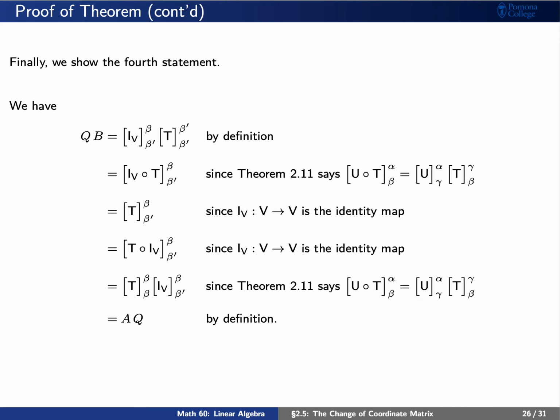Recall that B is the matrix representation of our linear transformation T in the new basis beta prime, whereas A is the matrix representation of our linear transformation T with respect to the old basis beta. Since Q times B equals A times Q, we can multiply by Q inverse on the left to yield that B does indeed equal Q inverse A Q.